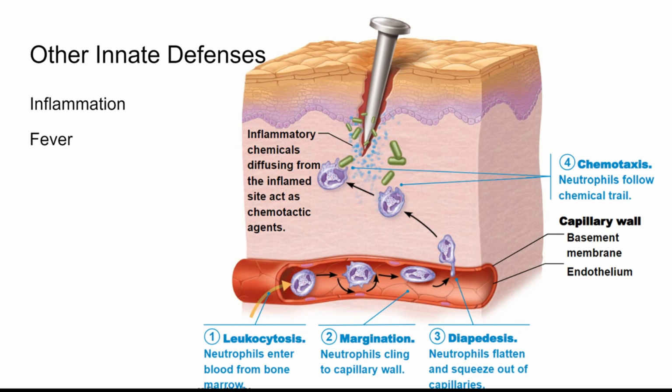We also have fever. So fever is where we, system-wide, body-wide, increase the body temperature so that we decrease the survival of bacteria. So most bacteria want to be at our body temperature, but if we increase the temperature, we can cause them to die because they can't survive at that temperature.